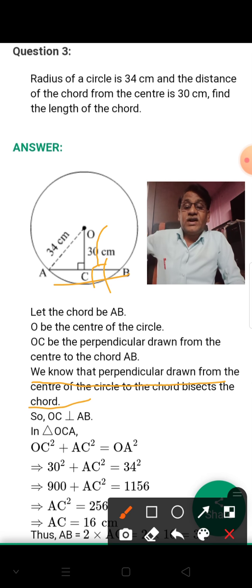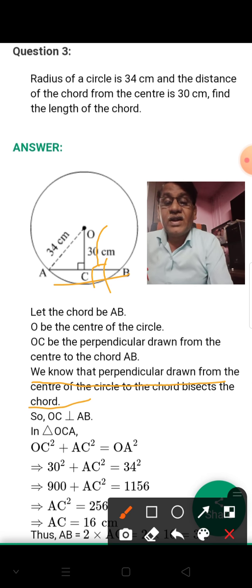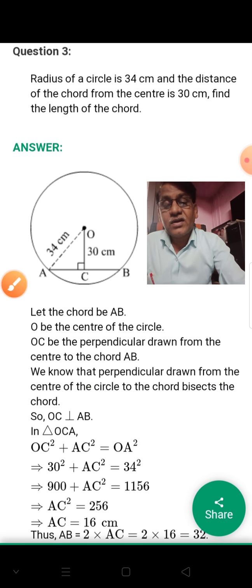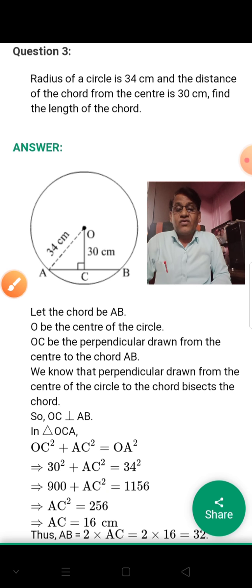Now 30 square is 900, and AC square is equal to 34 square, which is 1156. Okay, now come to next. Therefore AC square is equal to 1156 minus 900. AC square is equal to 256. So AC is equal to 16 centimeter.